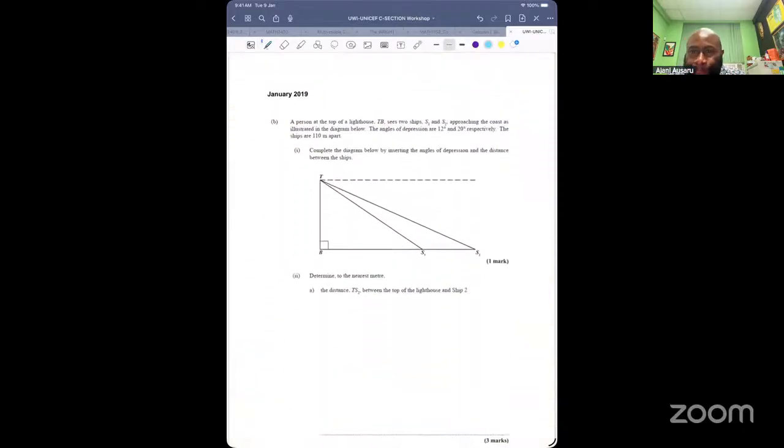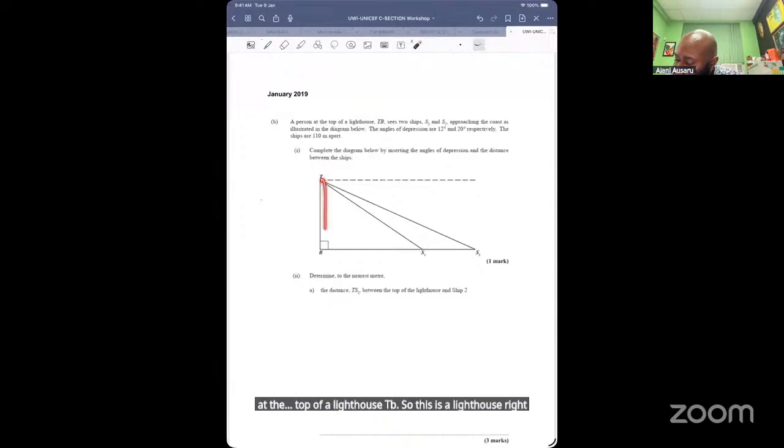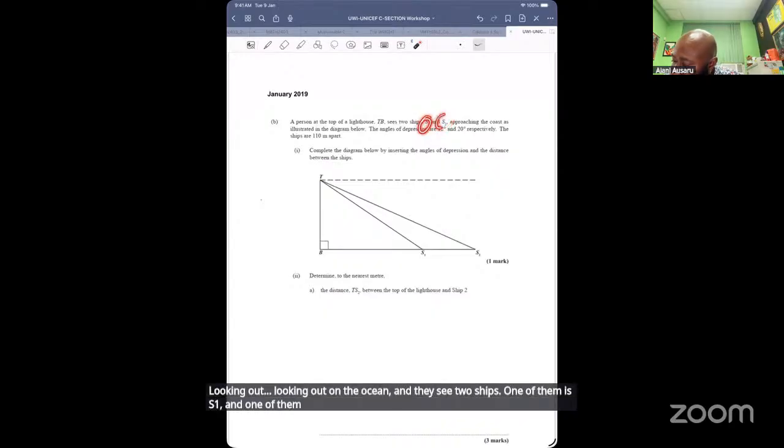So it says a person at the top of a lighthouse, TB. So this is a lighthouse right here, TB. Right, and the person is sitting right there at T. Make sense? And looking out on the ocean, and they see two ships. One of them is S1 and one of them is S2, two ships.